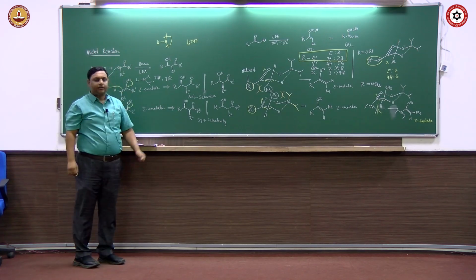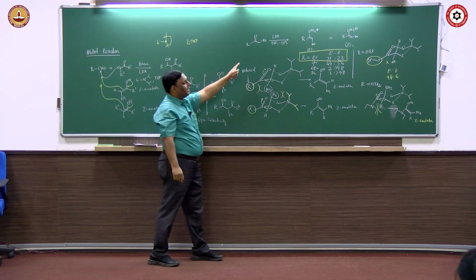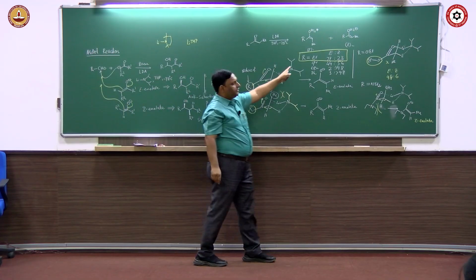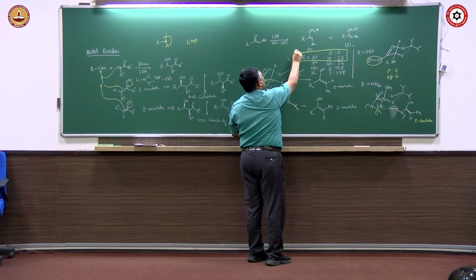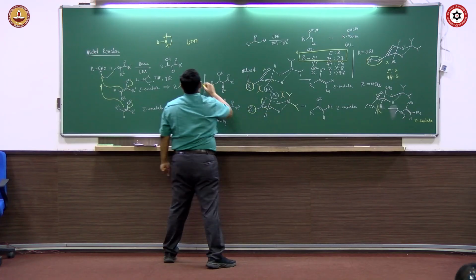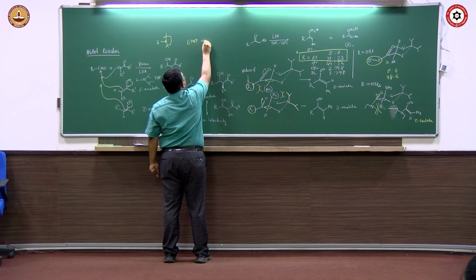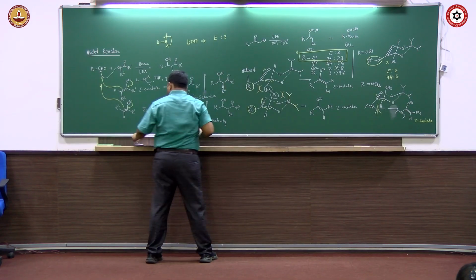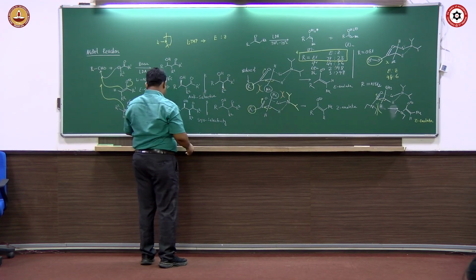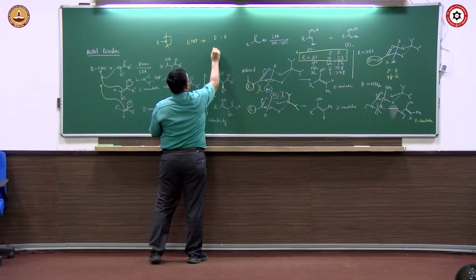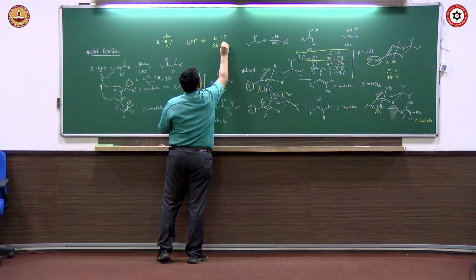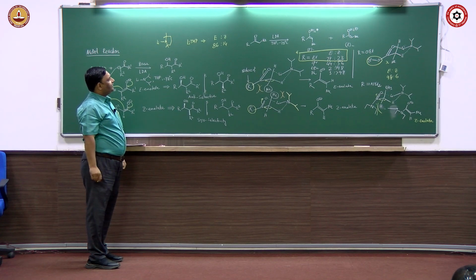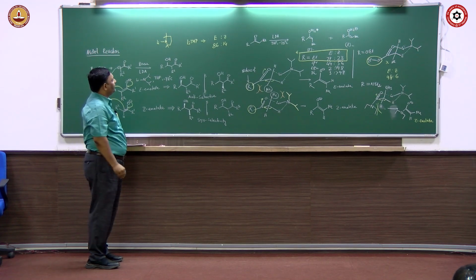This base is even bulkier than your LDA isopropyl base. So if you use lithium TMP for this particular case, you can have the E to Z ratio go even higher, for example, to 86 to 14. So it significantly increases, but it's not enough.